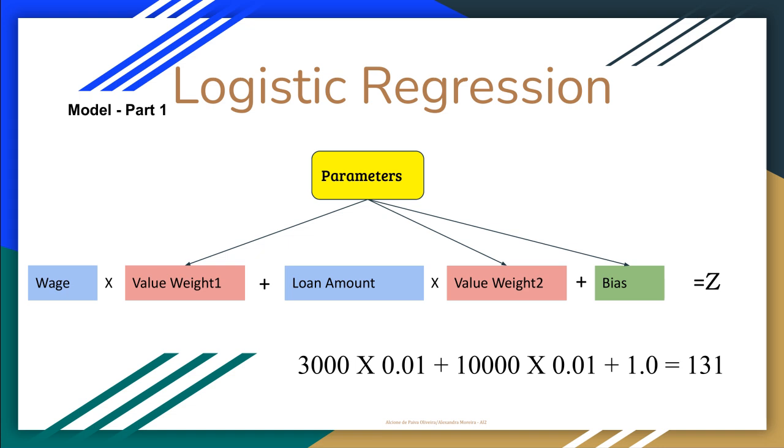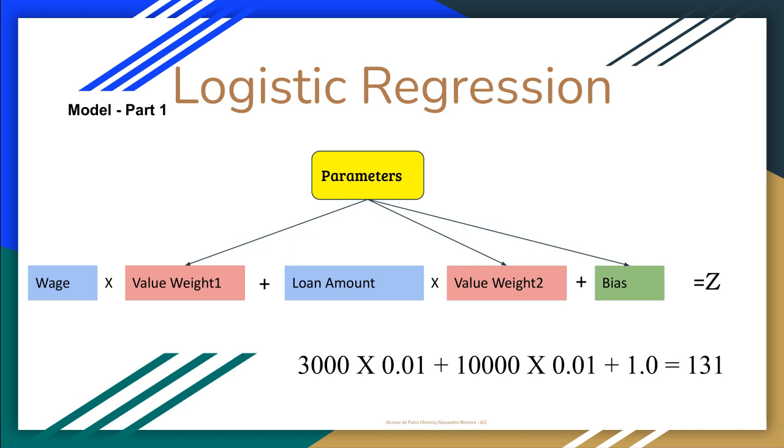Suppose a person who earns 3,000 wants a loan of 10,000. Suppose also that both weight 1 and weight 2 have a value of 0.01. Let's also assume the value of bias equal to 1. Then, in this case, the value of Z will be 131.